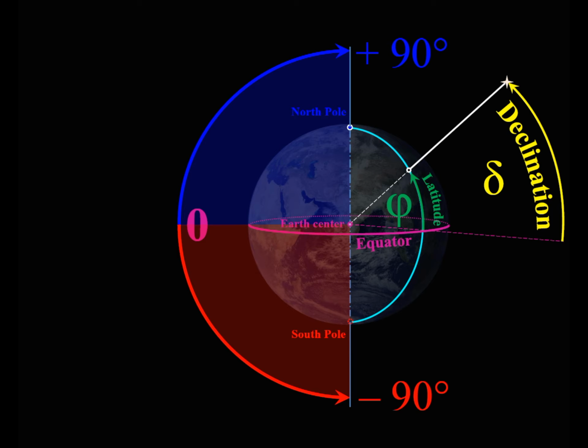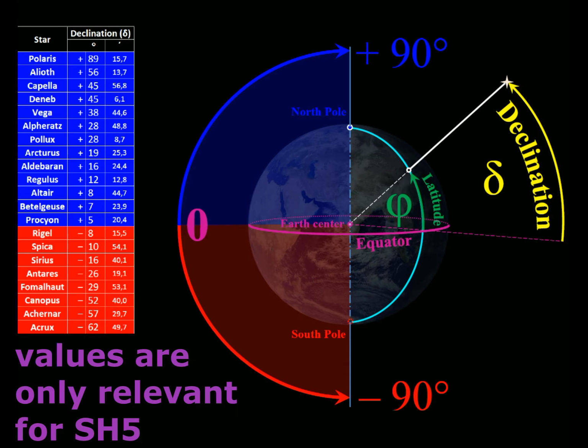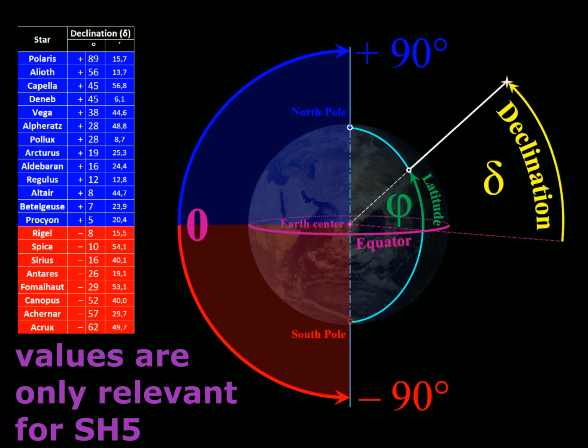The declination of stars changes insignificantly, and within a range of several years, the declination of the star can be considered constant. In SH5, the declination of navigational stars has a constant tabular value throughout the game. The values given in the table are valid for SH5 only. They differ slightly from the actual values.